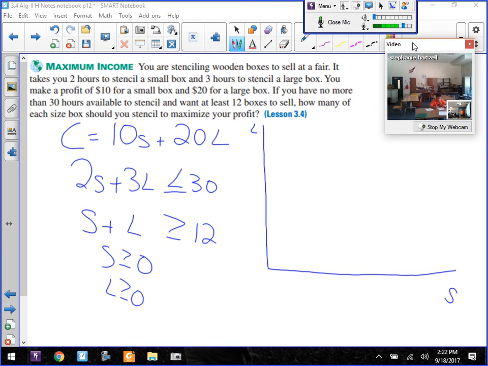Start with our quick graphs. On the first equation, what's your S-intercept and what's your L-intercept? 15 and 10. Very good.